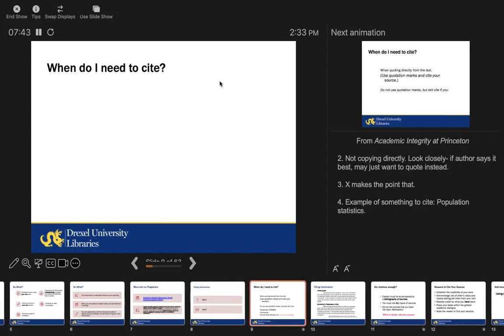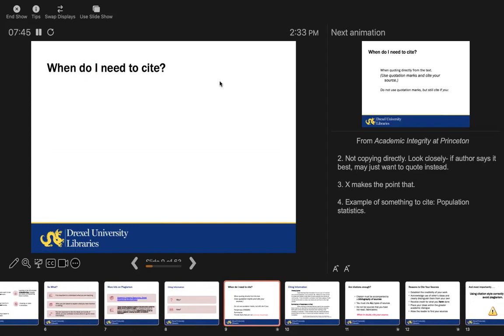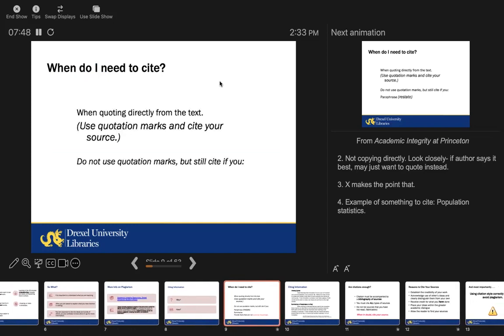Let's go to the next slide. Why do I need to cite? What I'm saying here is, if you are using direct quotes, then you use quotation marks and you include your reference. Do not use quotation marks, but still cite if you are summarizing or paraphrasing. Go to the next slide. So you're writing a summary in your own words, but you are using somebody's idea. In that case, you must also give a citation to that source.